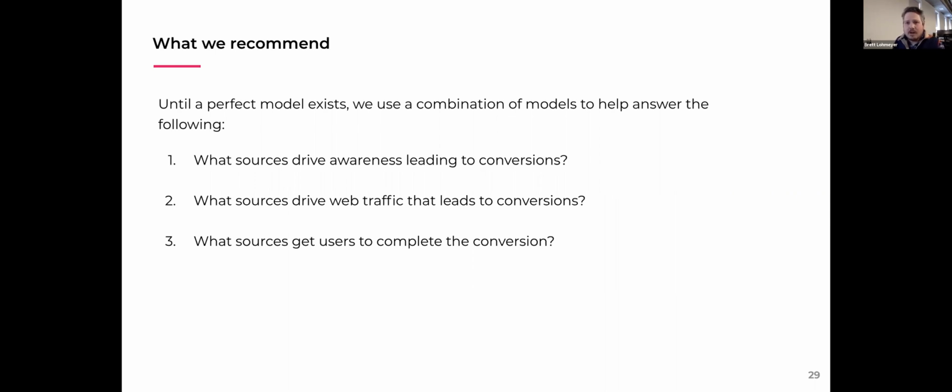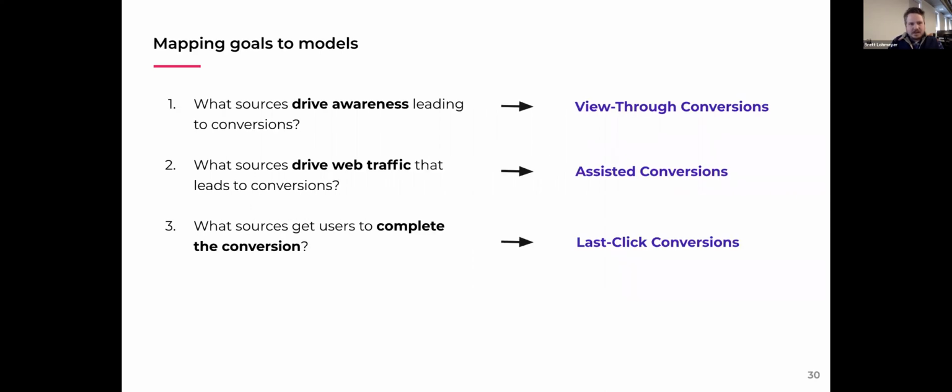You might call these qualified leads, to a certain extent, where they're actually coming in and they're likely to convert. And then the last thing is, what are those sources that are getting people to complete that conversion, right? Who's making that final step, nudging people over the edge and saying, okay, I'm ready to purchase. Because then we can align our messages to each one of those. And the simple truth is, mapping goals to models, I think you need to actually have different models for each one of these. So what we do is we break these 3 goals into types of conversions.